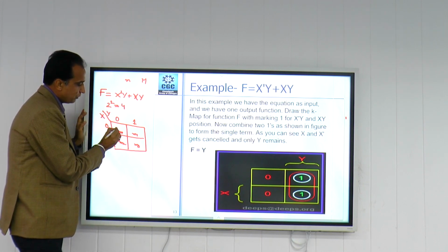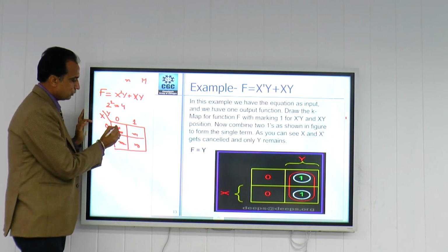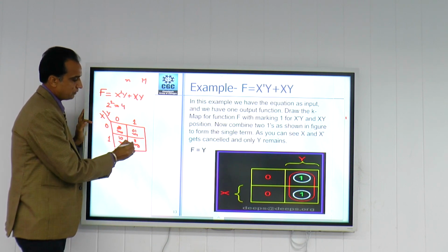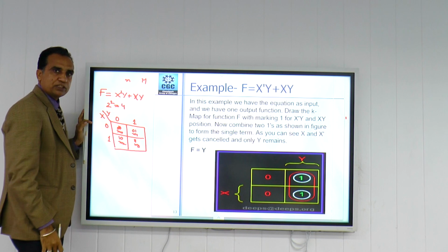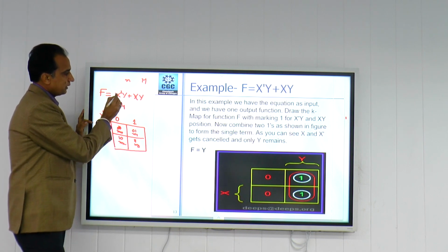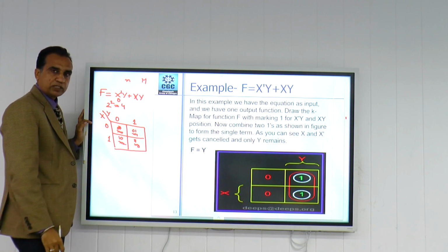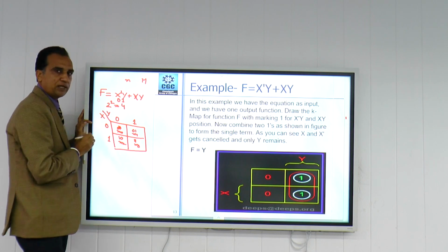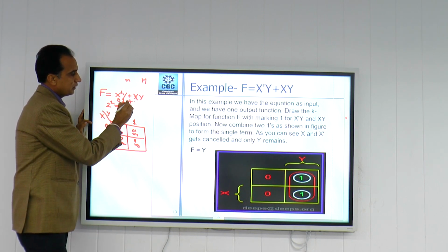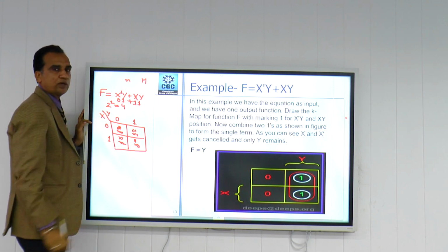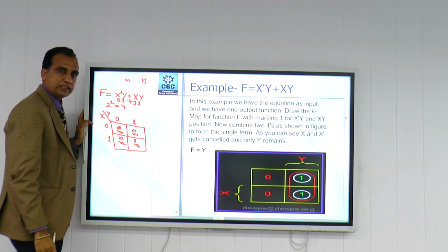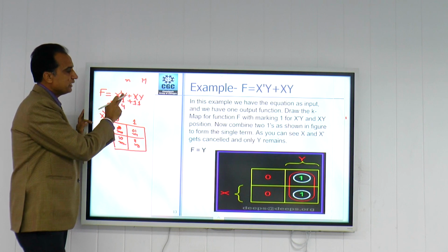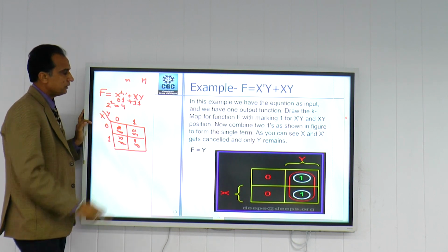Now I can write it in the form of bits. This box represents 0, 0. This represents 0, 1, 1, 0 and 1, 1. If I change this equation in the form of 0 and 1, then I write 0 in case of the complement. Now x complement means 0 value, y means 1, then 1 and 1. If the variable is represented using a complement, then we have to write the 0 corresponding to that variable. If the variable is written as it is, then we have to write 1.